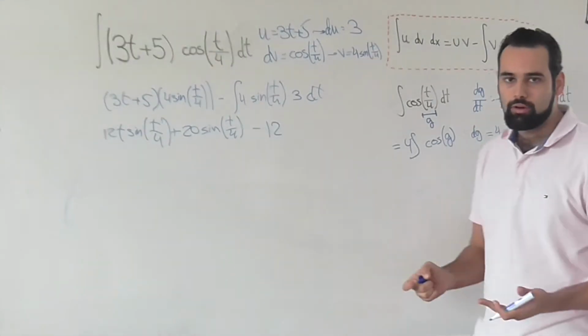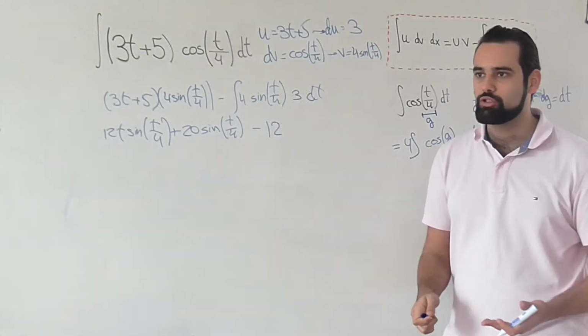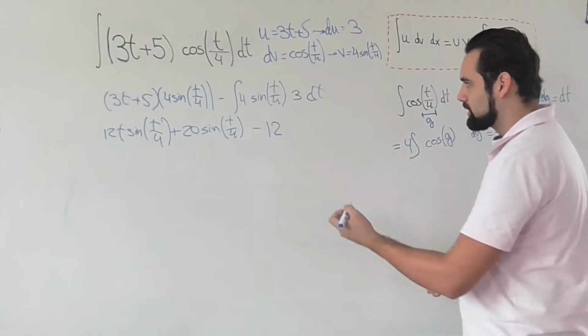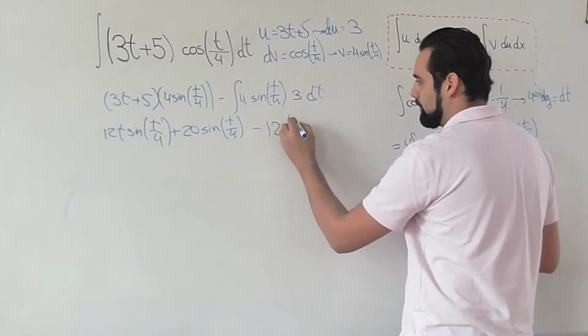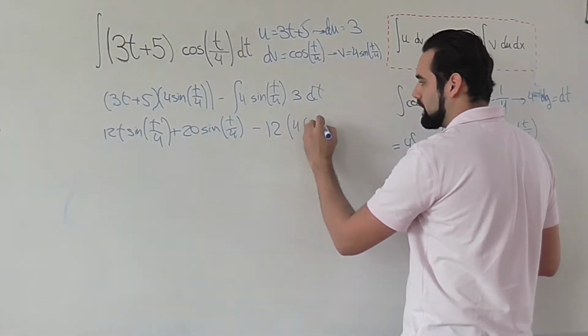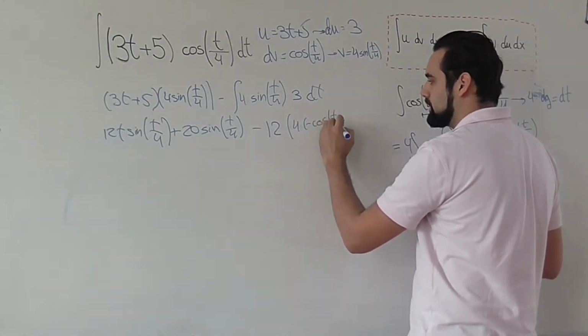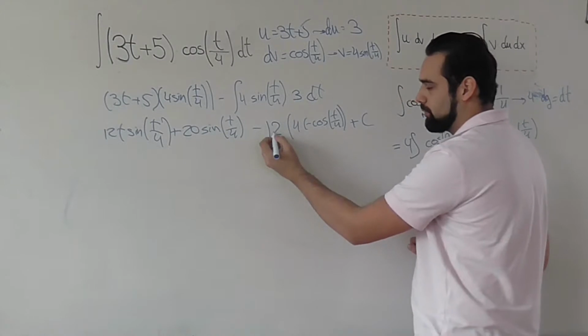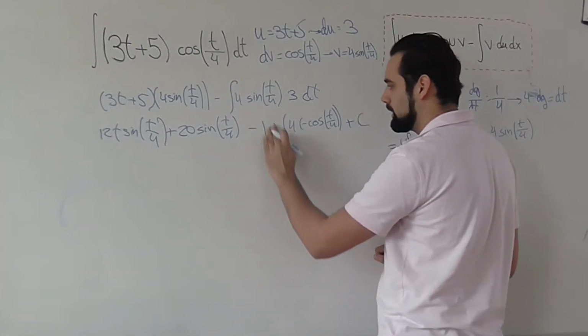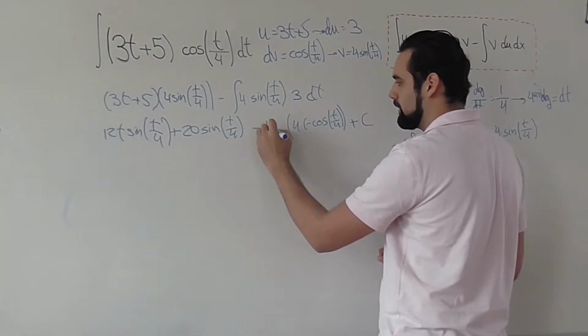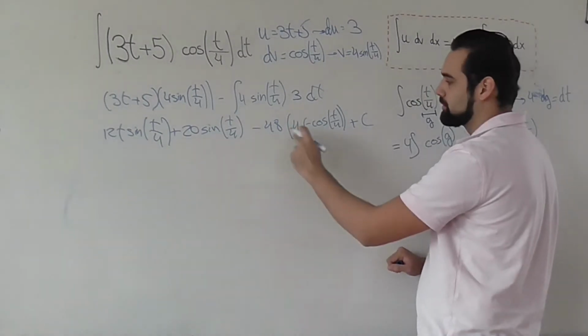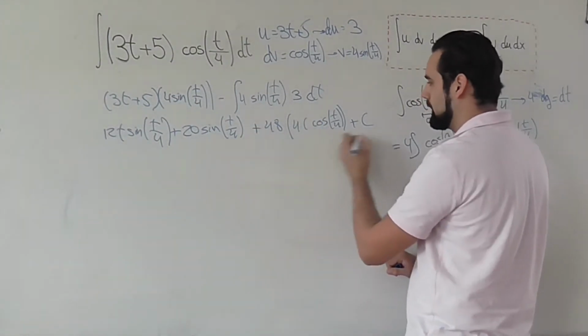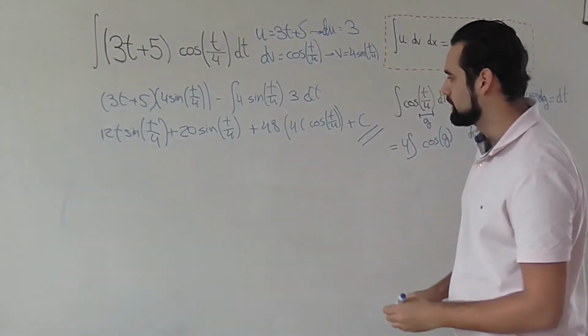So we know that we are going to be able to integrate it by substitution, and the result is going to be 4 times the minus cosine of t over 4 plus a constant. So then this 4 will go here, so 48, and this minus will become a plus. And this is the solution to the exercise.